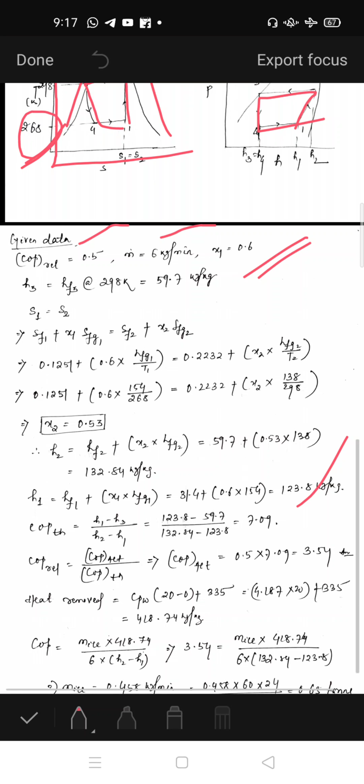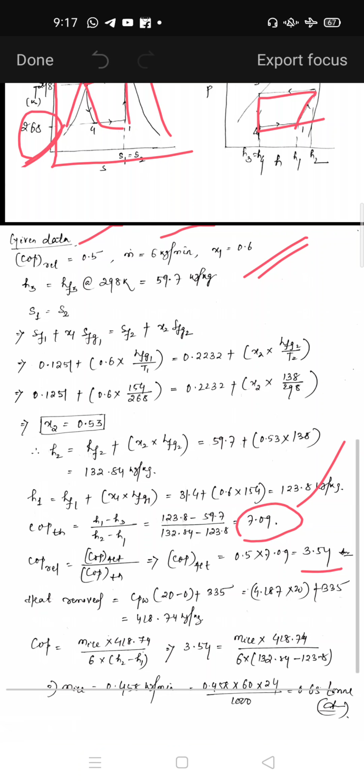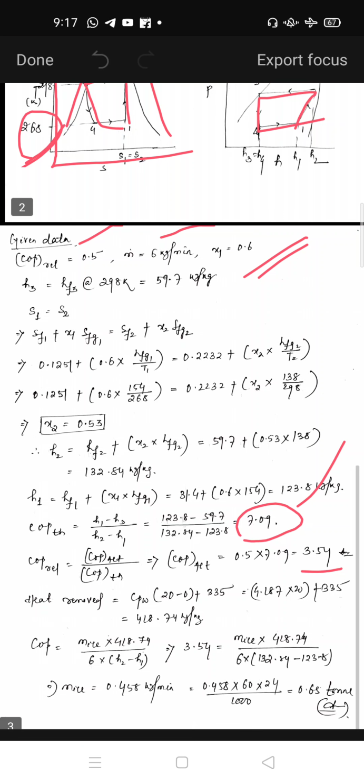Okay, after getting all the enthalpies, you can easily find the COP, that is theoretical COP is H1 minus H3 divided by H2 minus H1, and the theoretical COP is 7.09. Okay, why am I finding the theoretical COP? Because the question says the relative COP is 0.5. So obviously you have to first find the theoretical COP, then you go for the actual COP, which is the multiplication of relative COP and theoretical COP. So the actual COP is 3.54. Okay, but our aim is to find how much ice you are able to produce. So for that, look here.